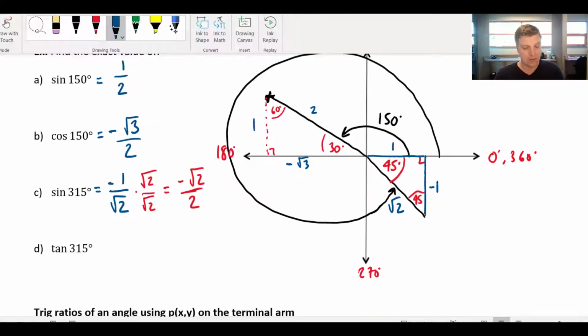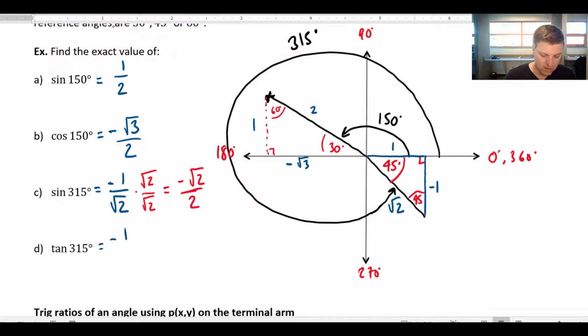Now in terms of the tan of the angle, where tan is going to be opposite over adjacent. So the opposite is negative 1 and the adjacent is positive 1. So I guess that's just going to be negative 1, and that's my tan of 315. So you can do this for any angle where it has a reference angle of 45, 30, or 60, because that's going to give you that special triangle, and then you can work out the ratio.